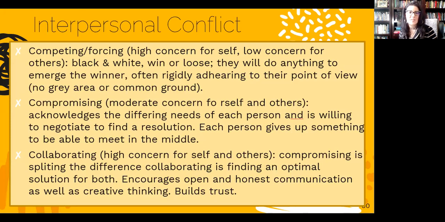Another strategy is competing or forcing. This would be a high concern for self and a low concern for others. Also, this is maladaptive. This is a more aggressive form, like the opposite side of the same coin of a maladaptive strategy. So very rigid thinking, black and white, win or lose. They'll do anything to emerge the winner.